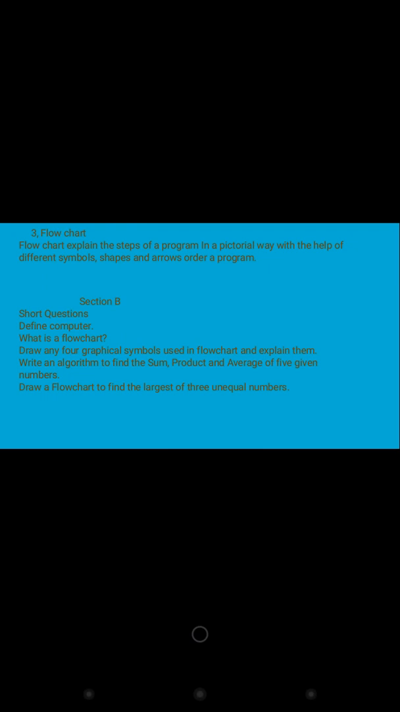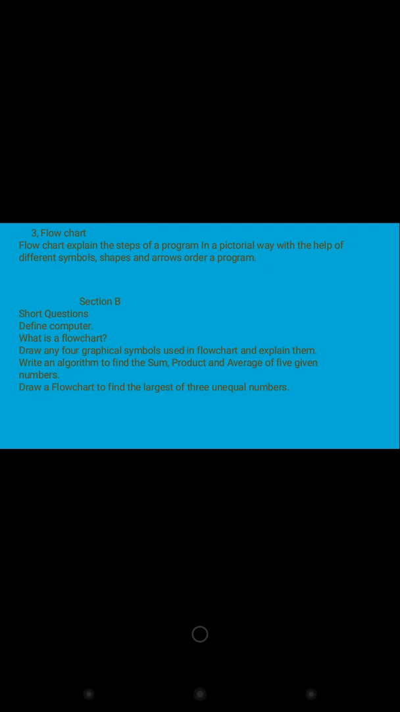It is easy to identify the problem. There are many samples of flowchart. Number 1 is oval. It's used for start and stop program. Number 2, parallelogram is used for input and output processing. Number 3 is rectangle. It's used for processing. Number 4, diamond. It is used for decision making.